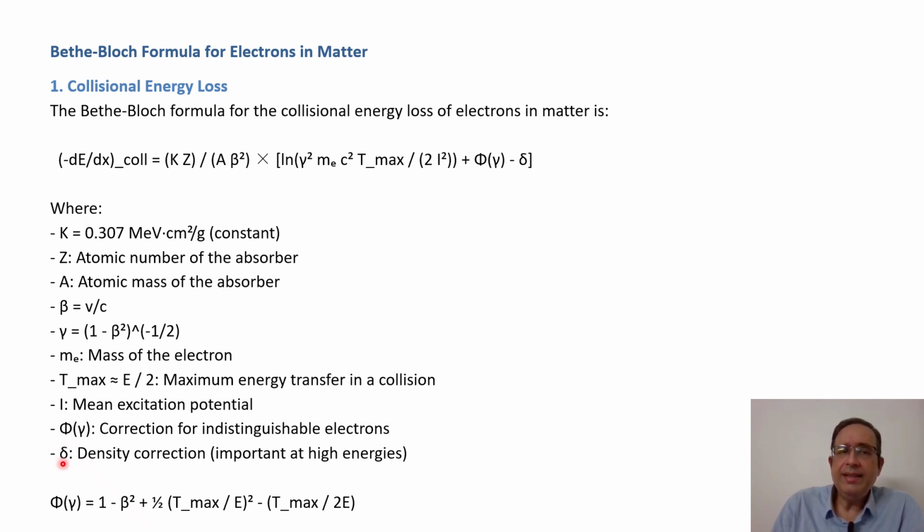Then delta is the density correction, which is important at high energies. So these kinds of terms are present in the Bethe-Bloch formula for electrons in matter, from which you can calculate the stopping power of the electron as a function of velocity or energy, whichever you wish to. So you can understand how the energy is lost inside the material and how it interacts and loses its energy in the material.